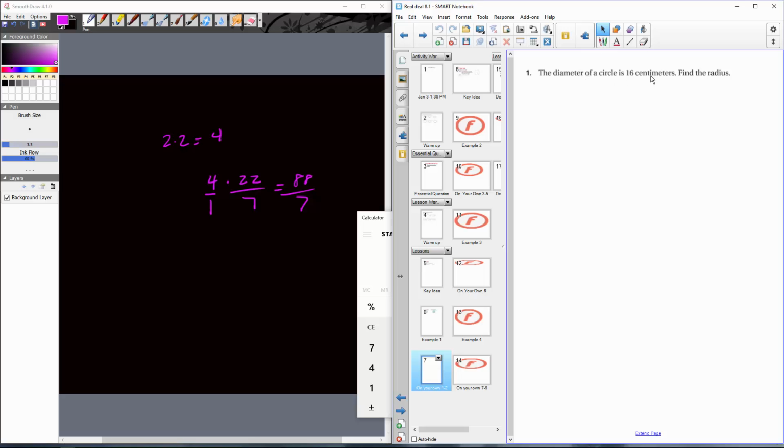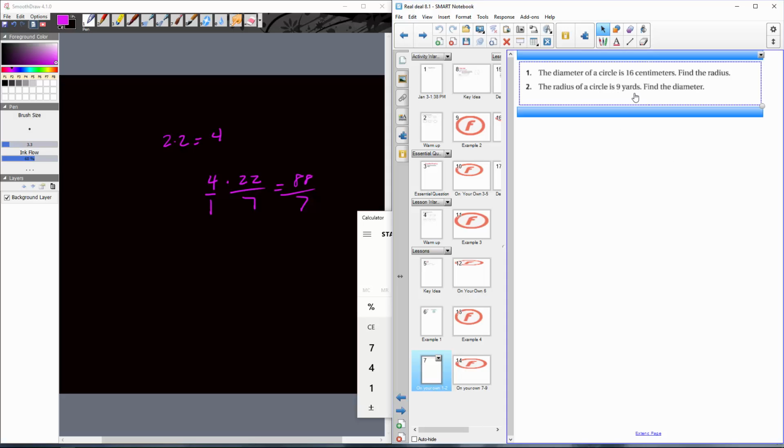It says the diameter of a circle is 16 centimeters, find the radius. So the whole way across is 16, and halfway is just 8, right? The radius of a circle is 9. So what's the diameter? Of course, I double it, I get 18.